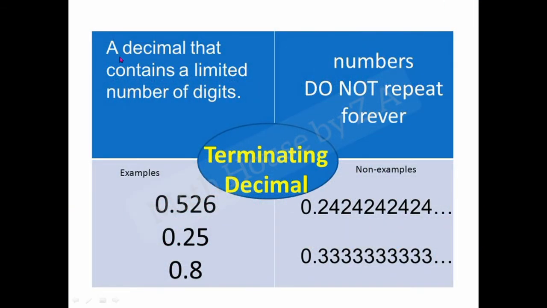Here are some examples. A decimal that contains a limited number of digits is a terminating decimal. The numbers do not repeat forever. From the fraction you get a decimal number with a limited number of digits after the decimal point. These are examples of terminating decimals, and these are non-examples. These are not terminating decimals. You can see there is a pattern here: a pair that is repeated again and again, and so on. Here a number is repeated, and so on. These are examples of non-terminating decimals.